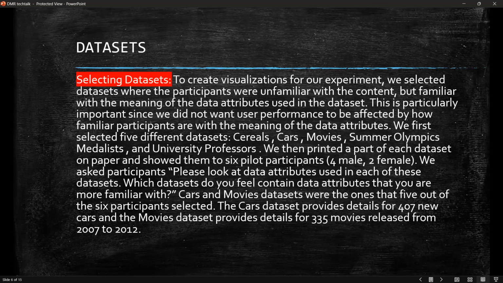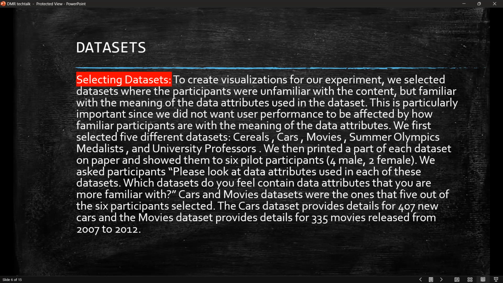Datasets. Selecting datasets. To create visualizations for the experiment, we selected datasets where the participants were unfamiliar with the content, but familiar with the meaning of the data attributes used in the dataset. This is particularly important since we did not want user performance to be affected by how familiar participants are with the meaning of the data attributes.